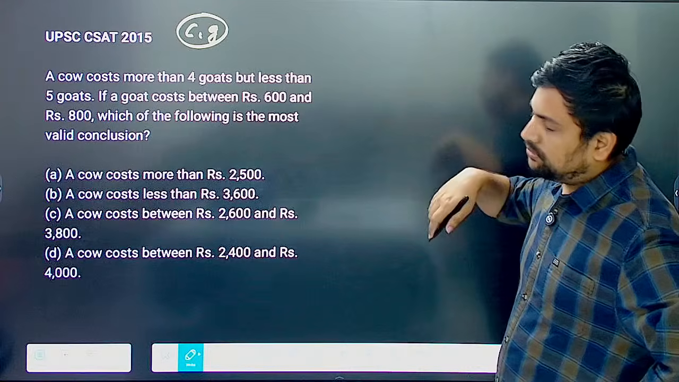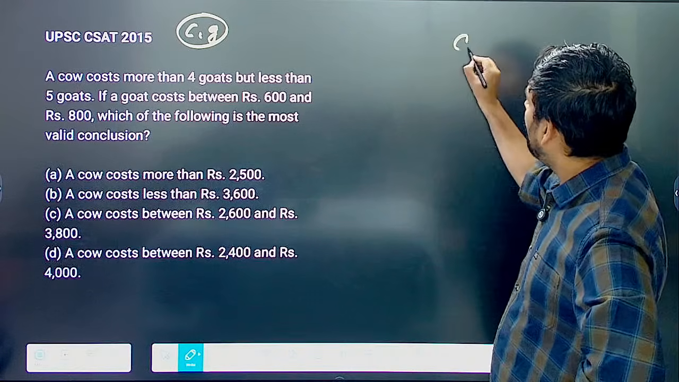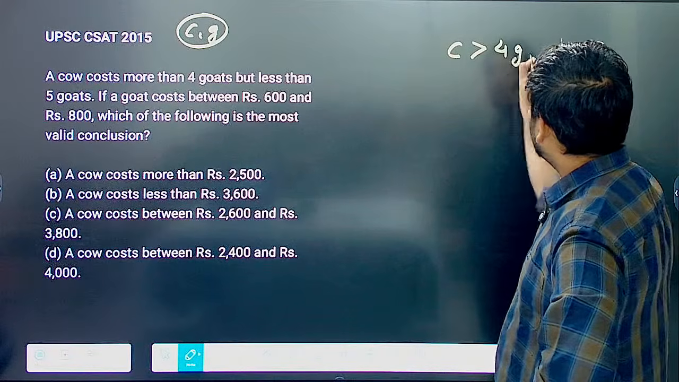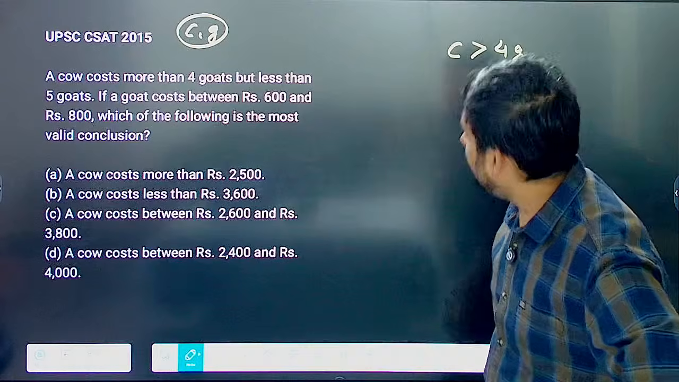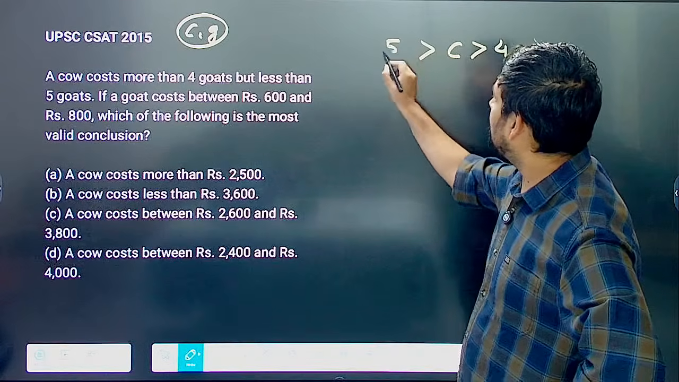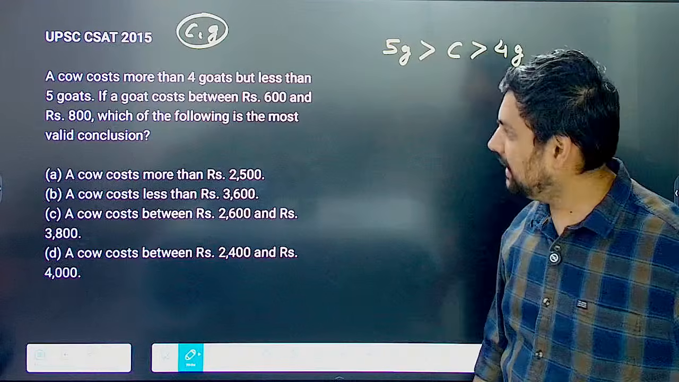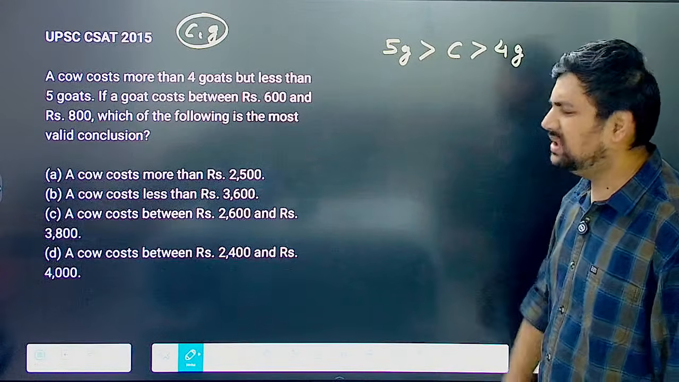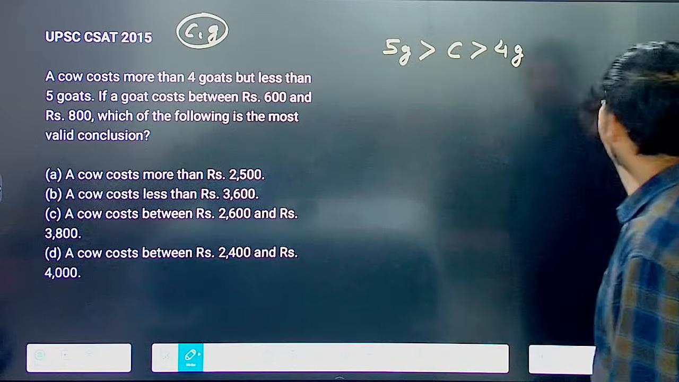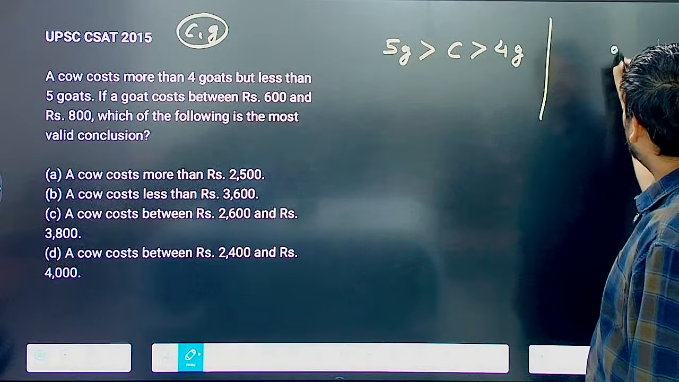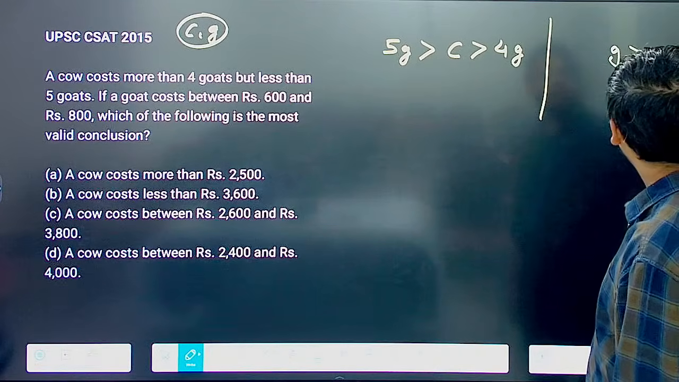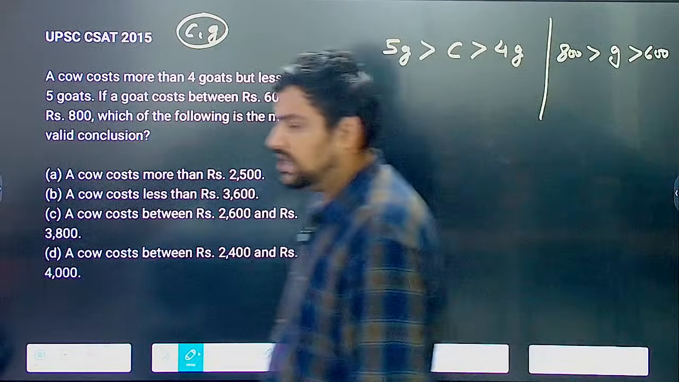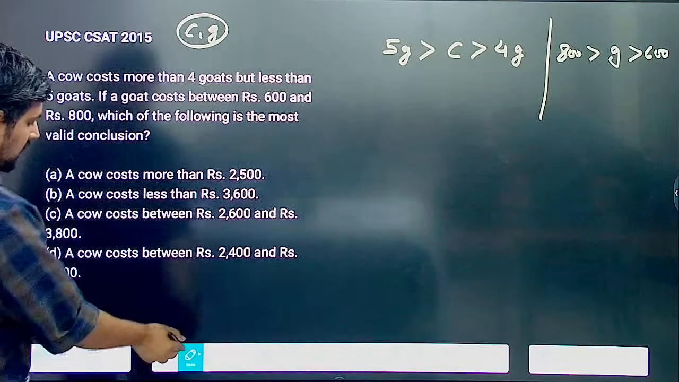A cow costs more than 4 goats. So the cost of cow is C, which is more than 4 goats but less than 5 goats. Correct? Now, if a goat costs between 600 and 800 rupees, which of the following is the best conclusion? So basically it is telling you this, and the goat costs between 600 and 800 rupees.